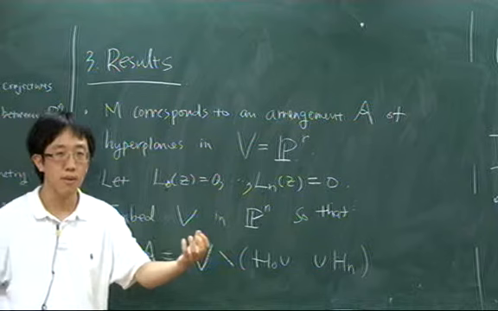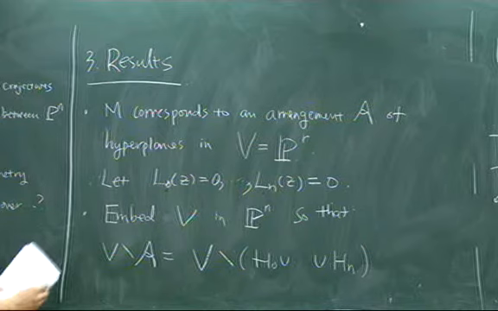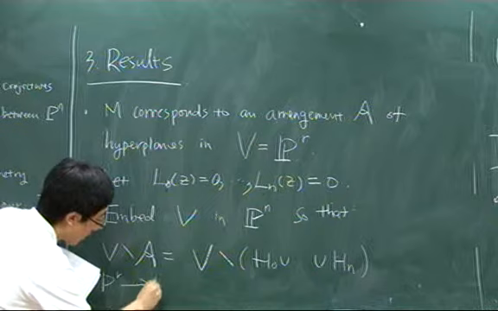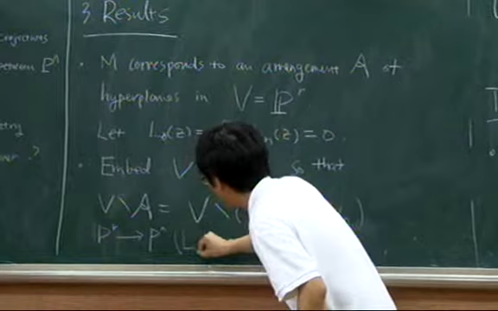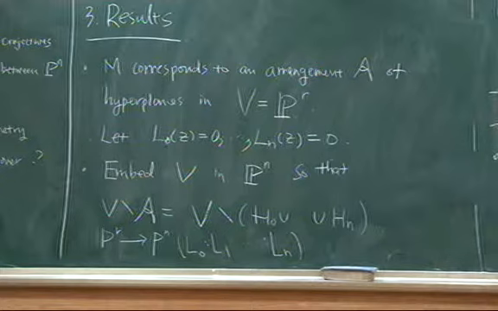And I'm simply asking that I will embed these so that the complement coincides with the intersection with that big torus. So very concretely, I'm simply looking at the embedding given by P(L) to P^n, taking the ratios L_0, L_1, up to L_n. And there is no harm in assuming that all the hyperplanes have no points in common.